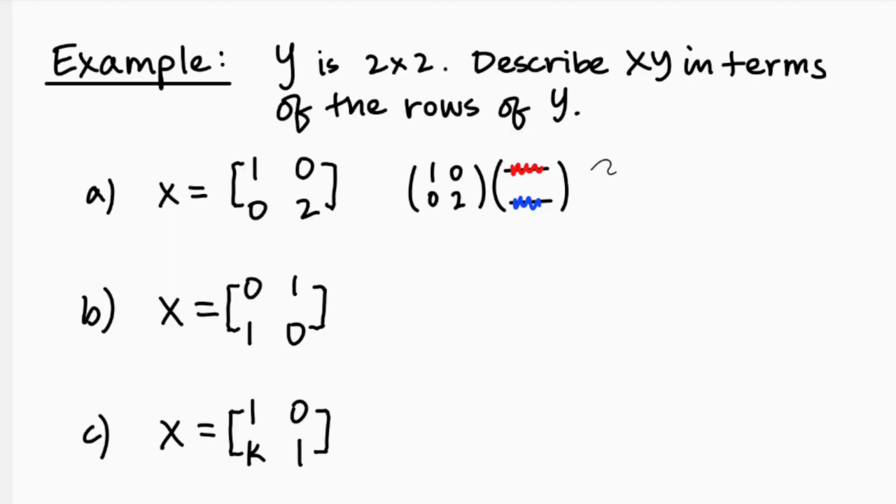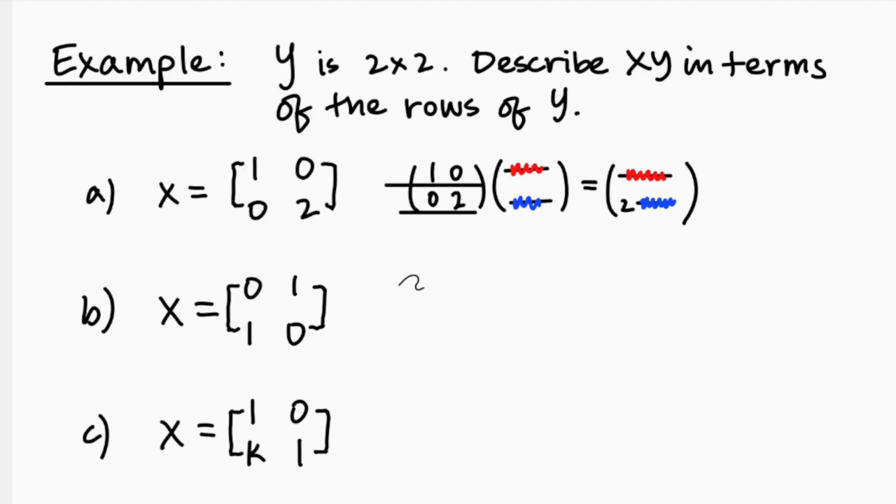Okay, now, if I'm thinking about it this way, the first row of the product is going to be, looking at the first row on the left, 1 of the red row plus 0 of the blue row. Okay, 1 of the red row, none of the blue row. And then the second row of my product is going to be 0 of the red row plus 2 of the blue row. And I'll just leave that there.